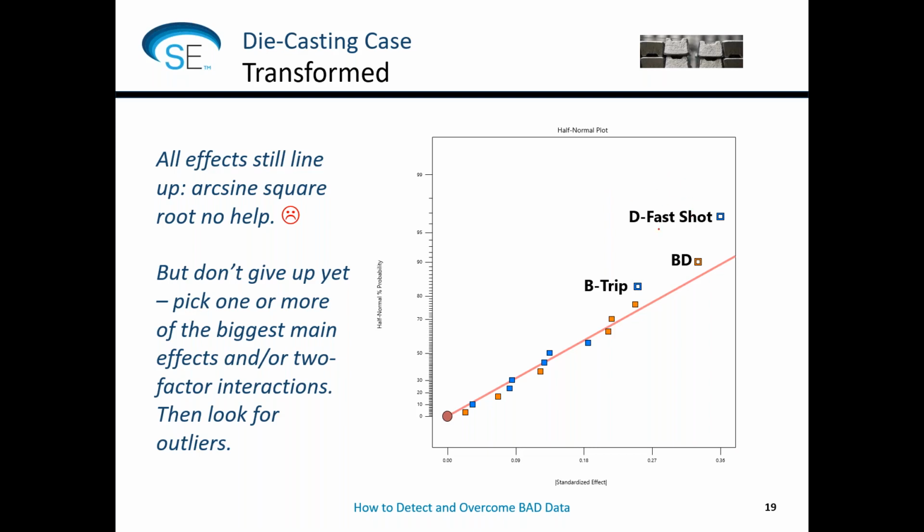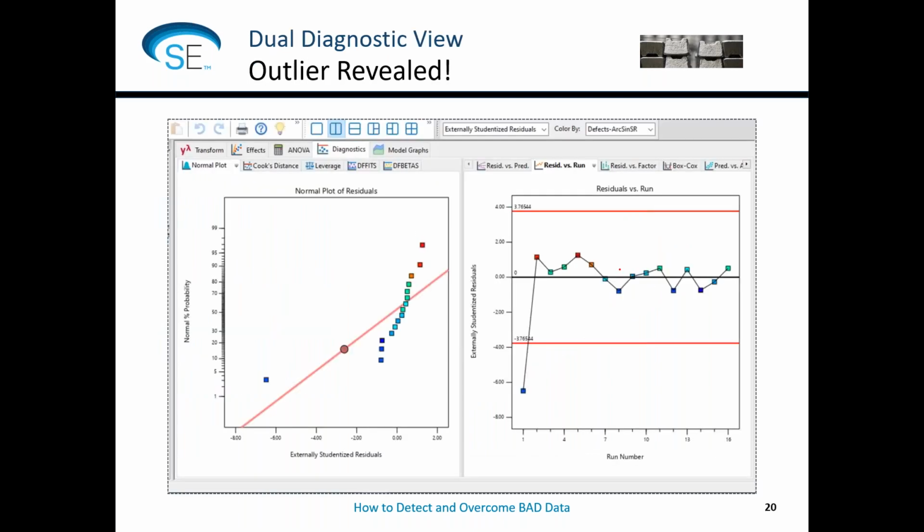But I picked the effects and I said, the three biggest effects are the factor D, the fast shot, the trip, and also the interaction of those two. Does that make sense? And he said, yeah, that does make sense, but they're not standing out on the line like you said they would. I said, hold on a second. Did you look at the residuals? And he said, well, no, I didn't look at the diagnostics. I said, well, look at this. There's one that is way, way off.